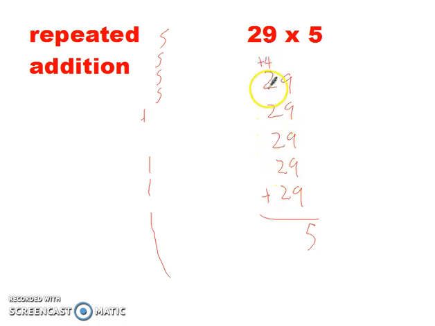2, 4, 6, 8, 10. There's 2 times 5, plus my 4 more, 145.